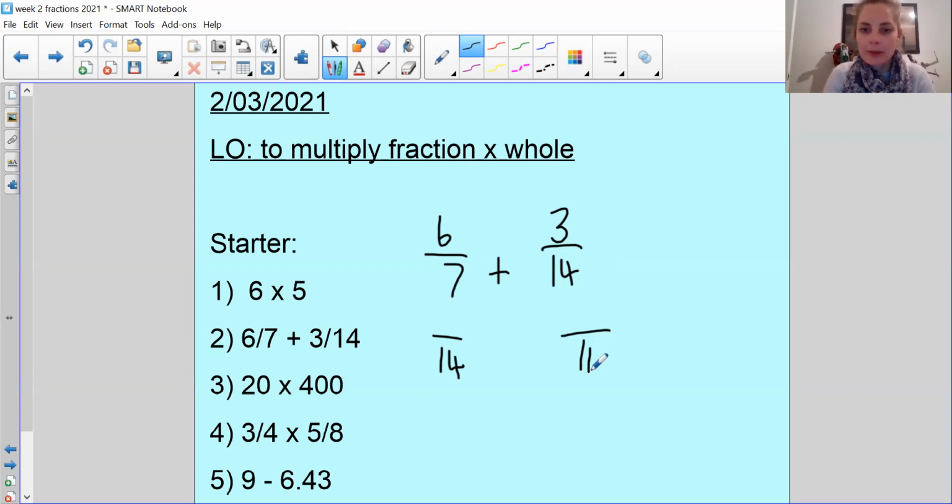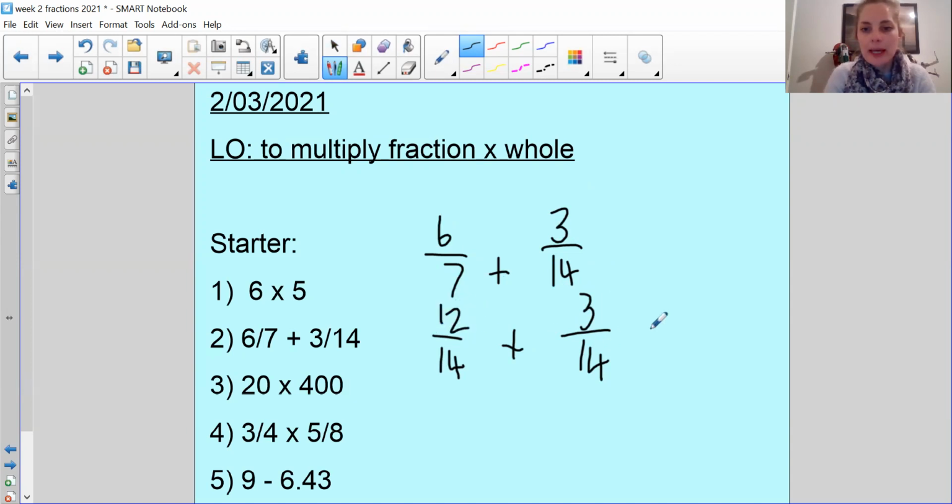Right, now I have to make an equivalent fraction. So what did I do to 14 to get 14? I didn't do anything. So I'm going to leave the 3 the same. Multiply it by 1. And 7 times 2 is going to be 14. So I'm going to say 6 times 2 is going to be 12.